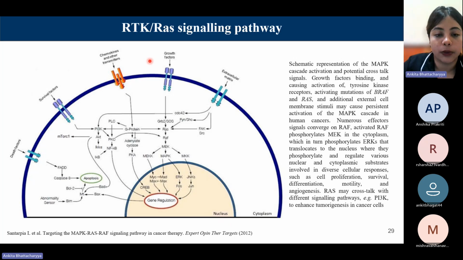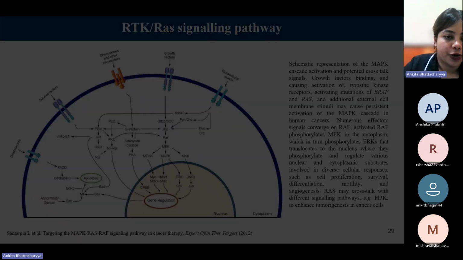Let me reframe it. Basically, what I want you to understand is that there can be different types of signals, all of which can eventually merge towards the same downstream pathway to have a similar sort of downstream effect. For example, you can have growth factors, survival factors, chemokines, death factors and ECM, all of which are eventually cross-talking with the same pathway, which is the RAS-RAF mediated pathway. And what it eventually affects are the same processes like we discussed already: cell proliferation, survival, differentiation, motility, and angiogenesis. So this I just wanted to bring to your perspective.